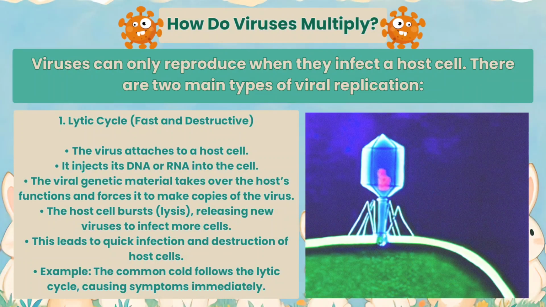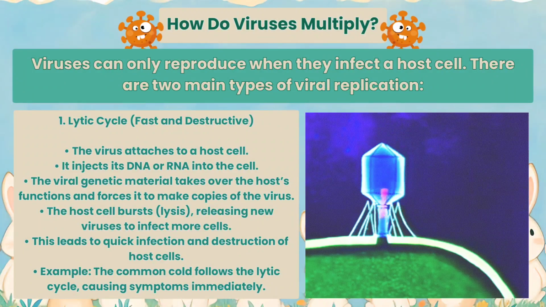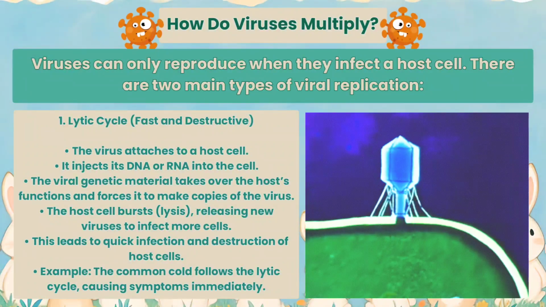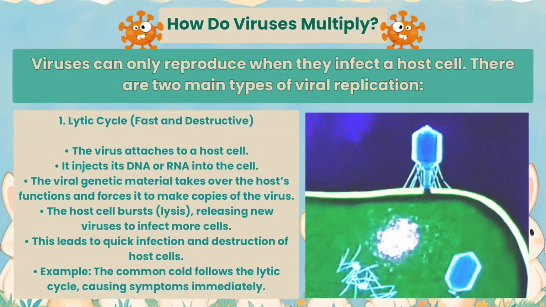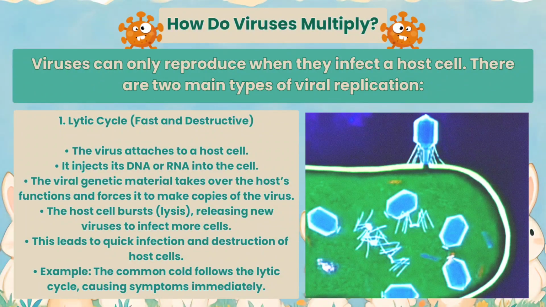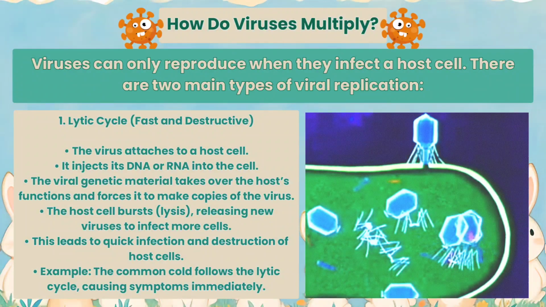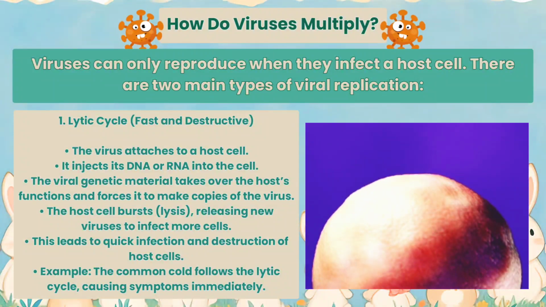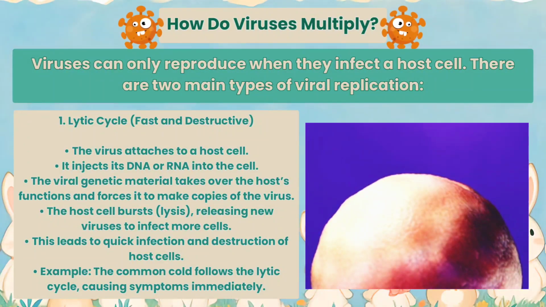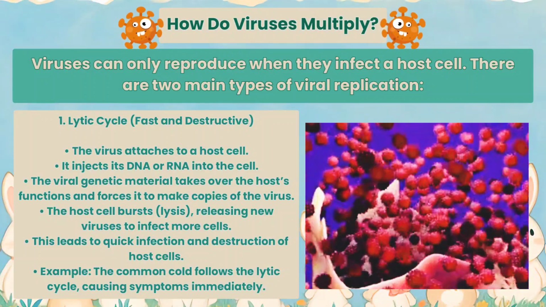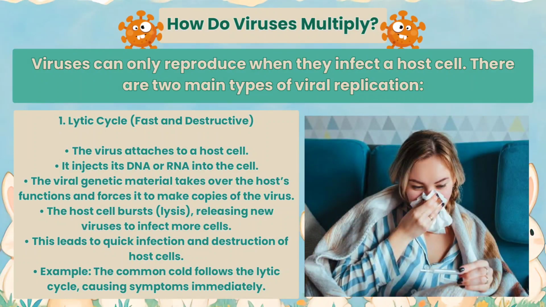The virus attaches to a host cell. It injects its DNA or RNA into the cell. The viral genetic material takes over the host's functions and forces it to make copies of the virus. The host cell bursts, or the lysis, releasing new viruses to infect more cells. This leads to quick infection and destruction of host cells. Example: the common cold follows the lytic cycle, causing symptoms immediately.